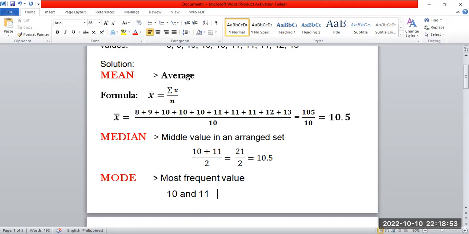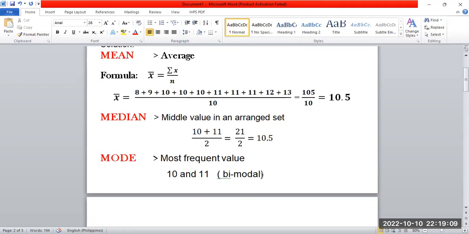So if there are two modes, these are called bimodal. Okay, bimodal, or in your module yata may dash, bi-modal. Pero okay lang din yung bimodal na walang dash. Okay.